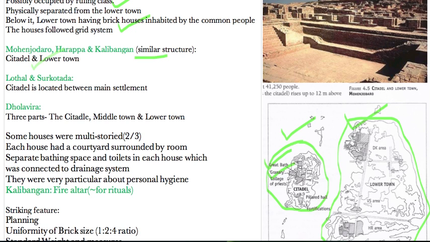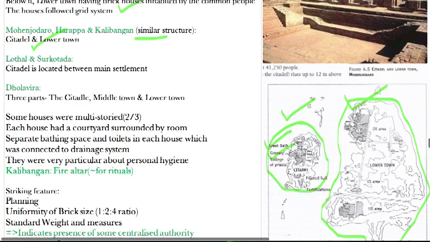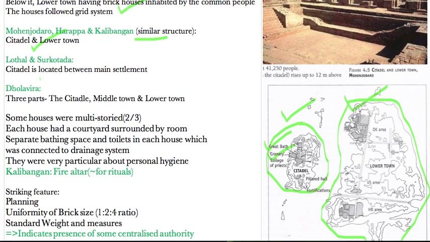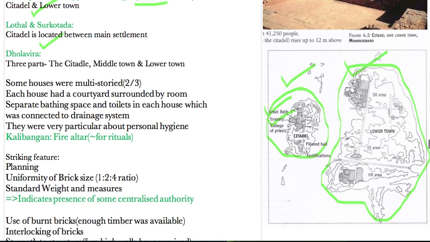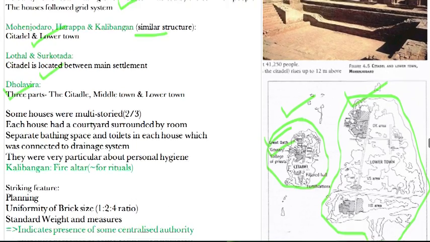Okay, so in Mohenjo-daro and Harappa and Kalibangan, a similar structure was found, that is, there was a citadel and there was a lower town. But in Lothal and Surkotada, the citadel was located in the main settlement. So there was no separate citadel at Lothal and Surkotada, rather it was located in the main settlement. And in Dholavira we have another type of pattern, and what is that? There were three parts of the city: the citadel, the middle town and the lower town. So these are important points which you should remember.